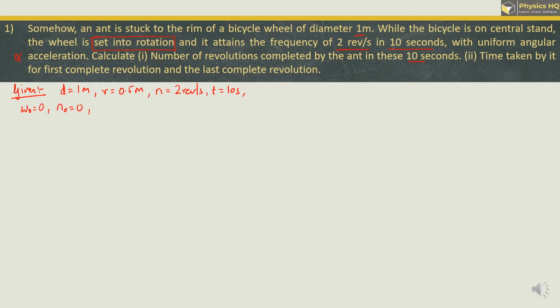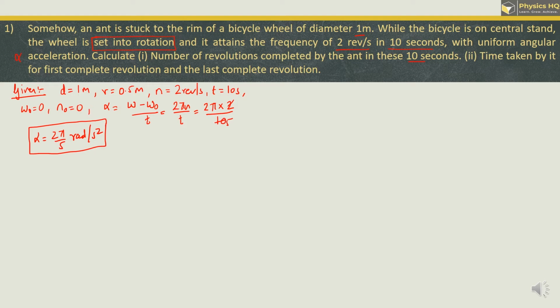Next, we can find out what alpha is. Alpha is the final angular velocity minus the initial angular velocity, divided by time. The final angular velocity is 2 pi n, the initial angular velocity is 0, divided by time t. So we get 2 into pi into n, whose value is 2, divided by the time given, which is 10. This will cancel out, and we get alpha equal to 2 pi by 5 radian per second square.